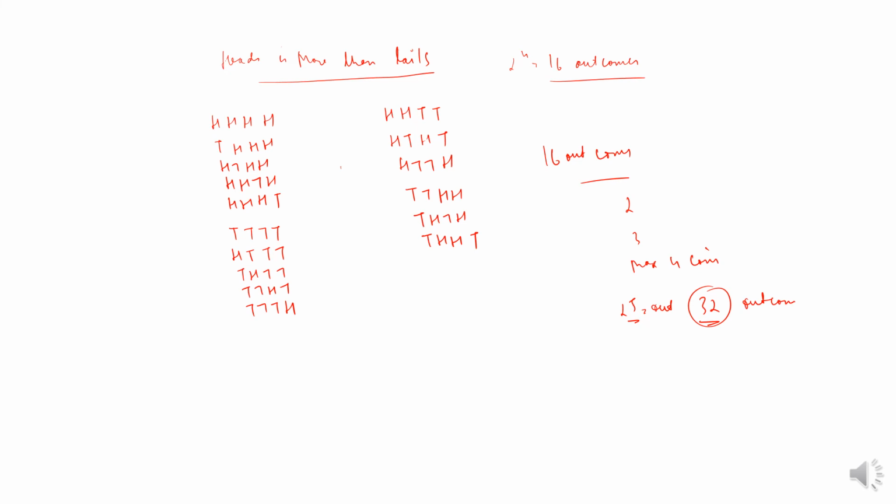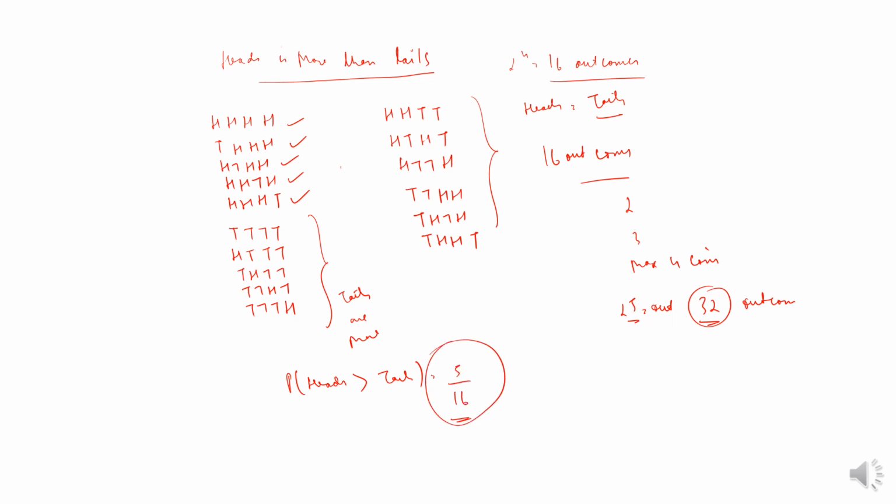Now, heads more than tails: 1, 2, 3, 4, 5, right? Here tails are more, tails are more, tails are more. Here these 6 have heads equal to tails, right? So the probability that heads are more than tails: how many? 5 only, right? 1, 2, 3, 4, 5. So 5 by 16 total outcomes. So the answer to this question is 5 by 16.